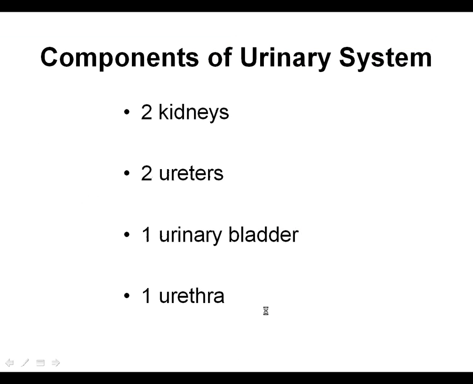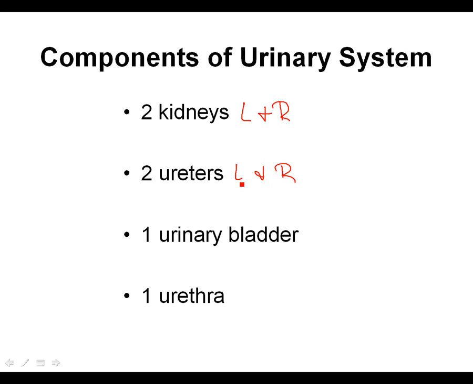So let's start off with the components of the urinary system. The urinary system is going to consist of the two kidneys, so there's a left and a right kidney. Now from each of these kidneys there's a tube that comes down from them that connects it to the urinary bladder. These are called the ureters. So there's a left and a right ureter coming from the left and the right kidney.